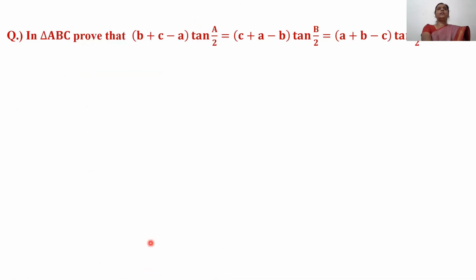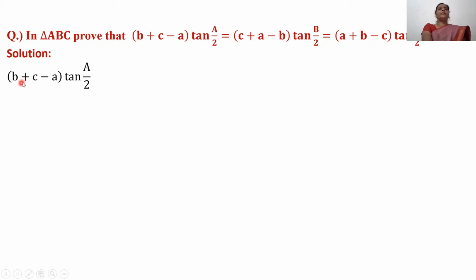Then we will see the next problem. In triangle ABC, prove that in the bracket B plus C minus A into tan A by 2 is equal to C plus A minus B into tan B by 2 is equal to A plus B minus C into tan C by 2. Then we will see this one by one.